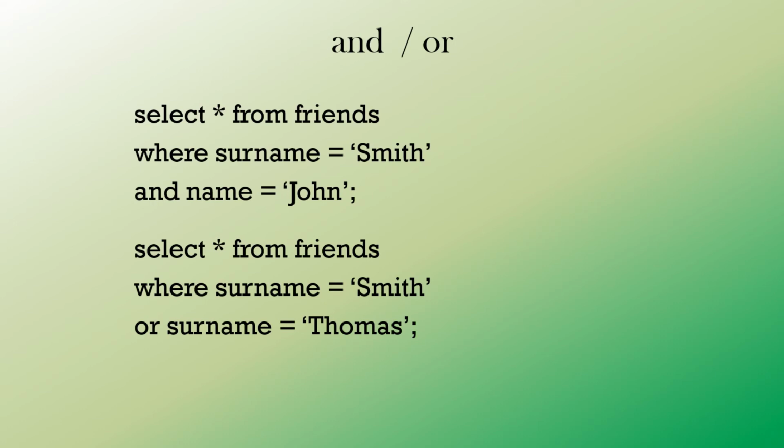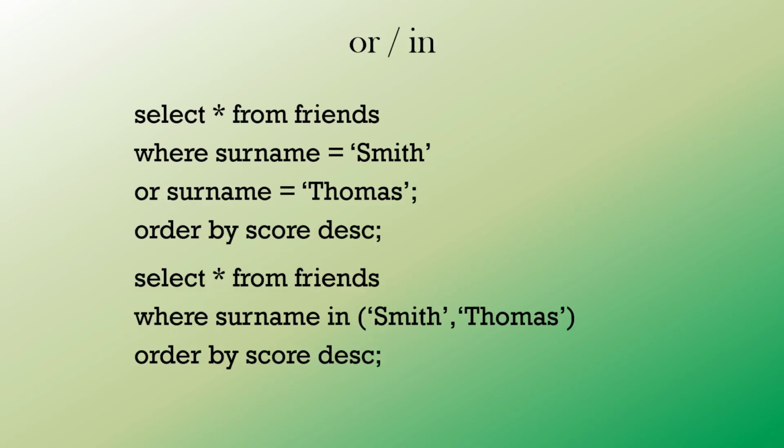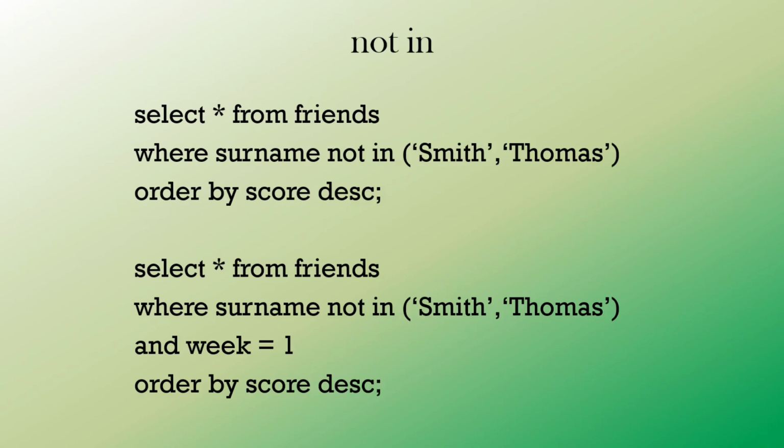Second example, we've got where surname equals Smith or surname equals Thomas. So that will select the rows that have either of those surnames. We can order them, so ORDER BY would come at the end of those statements. And here we've got surname IN Smith or Thomas. So we could use quite a few surnames in there, so you could choose surnames from a list.